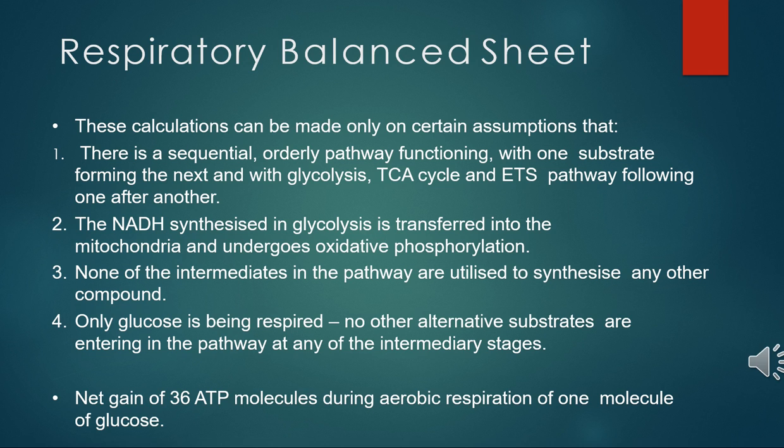Net gain of 36 ATP molecules during aerobic respiration of one molecule of glucose. So we can see that in glycolysis 8 ATP molecules are formed and in the Krebs cycle 30 ATP molecules are formed. 4 NADH are equivalent to 12 ATP, 1 GTP is equal to 1 ATP and 1 FADH is equal to 2 ATP. So glycolysis plus the Krebs cycle are going to make 38 ATP molecules.